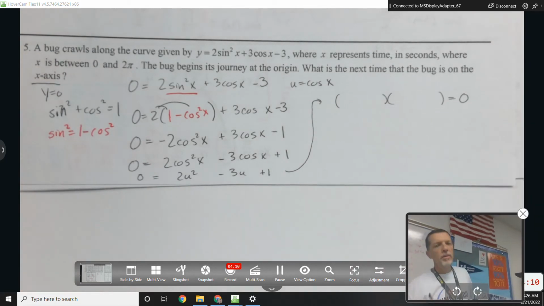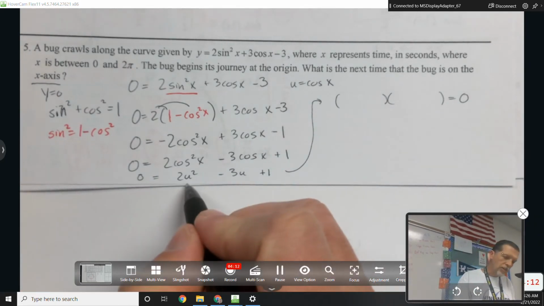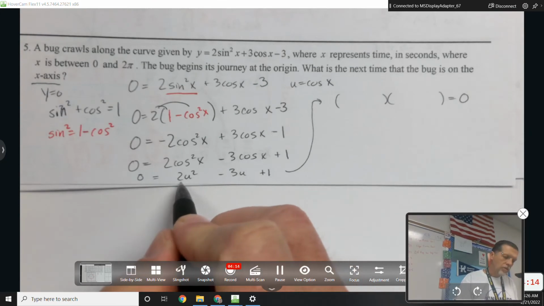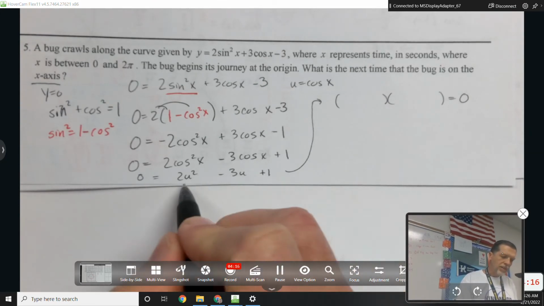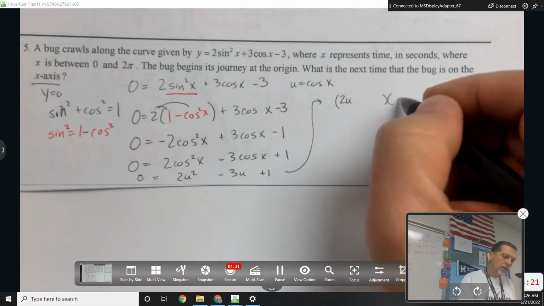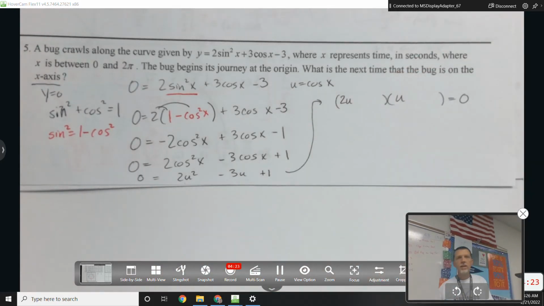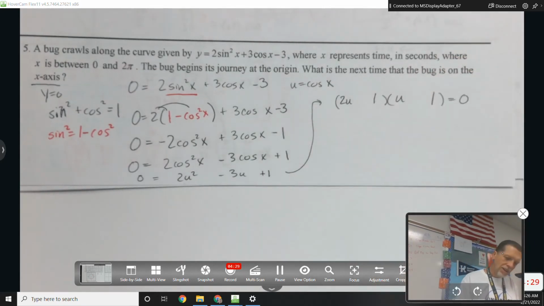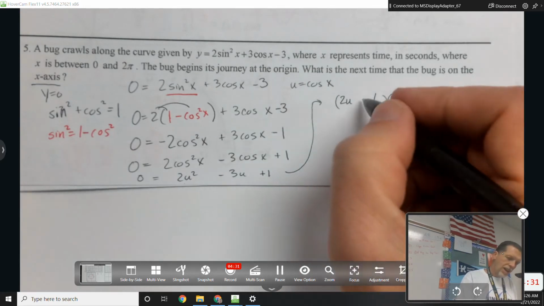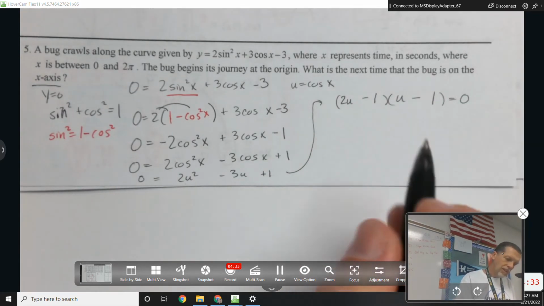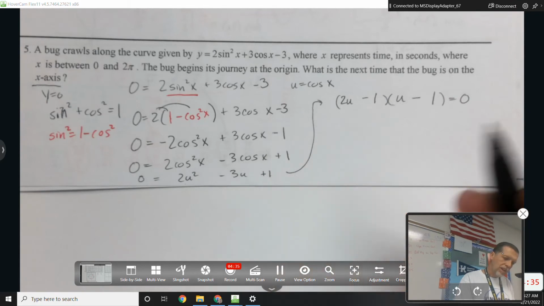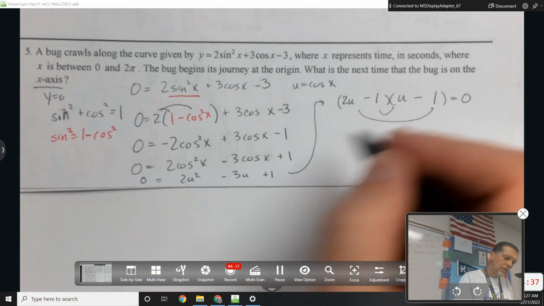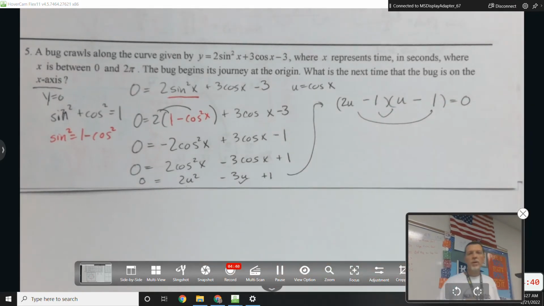Okay, got to be able to factor, especially with a lead coefficient that's not 1. Although this is about as easy as it gets, because the only two things I can multiply to get 2u squared would be 2u and u. And the only way to make 1 is 1 and 1. And if they're both negative, let's see, I'd have negative u and negative 2u, and the negative 3u works.